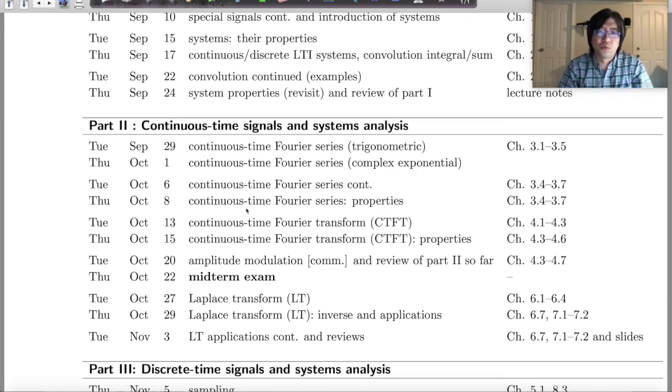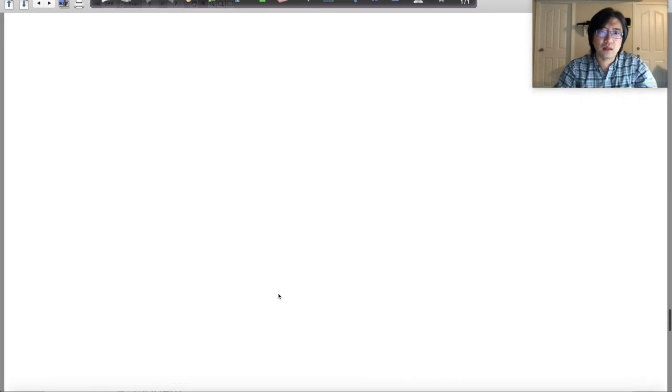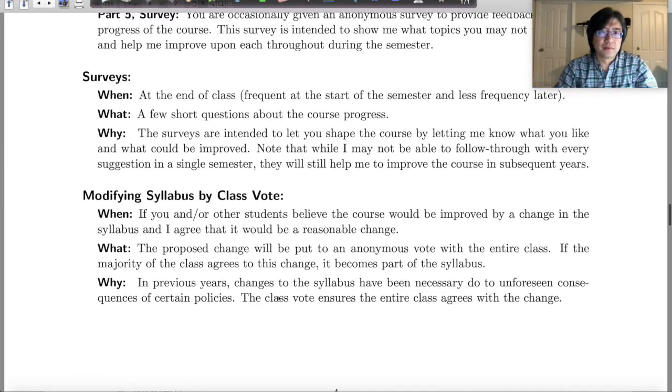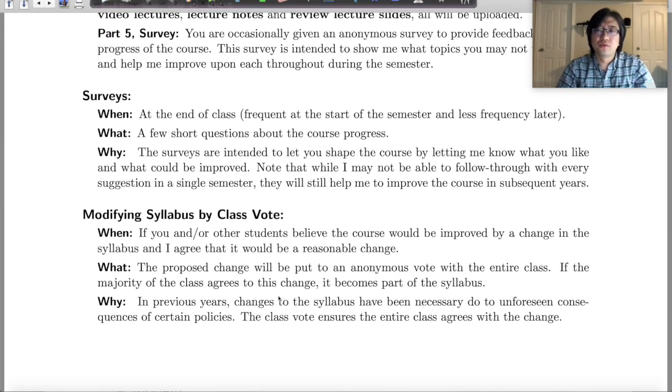Or sometimes we have to cut some of the material, and we're also going to vote on that. Another example is that the tentative midterm exam date is October 22nd. If we're going to change it, we are also going to vote on that. We're going to follow the majority of the people. If the majority say yes, then we're going to follow them in this class.